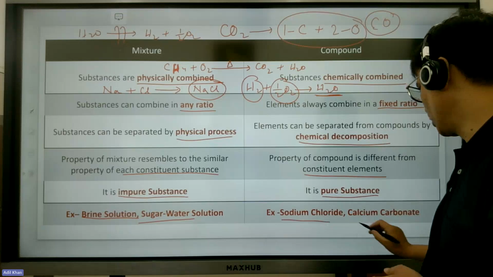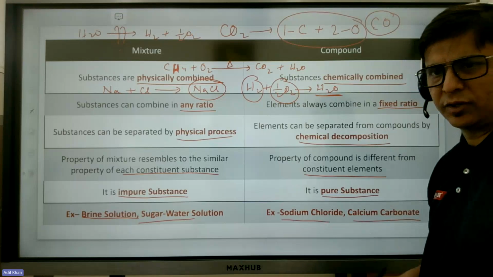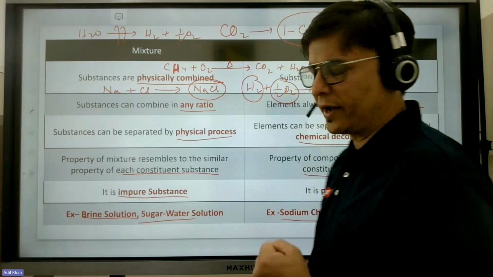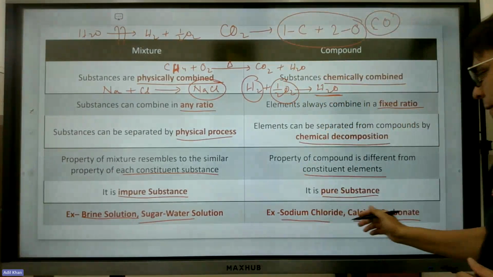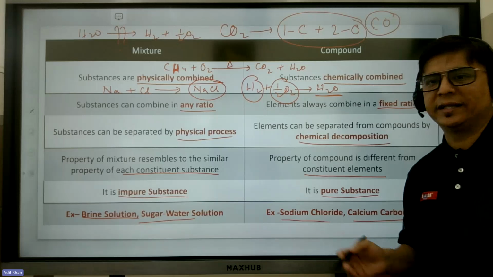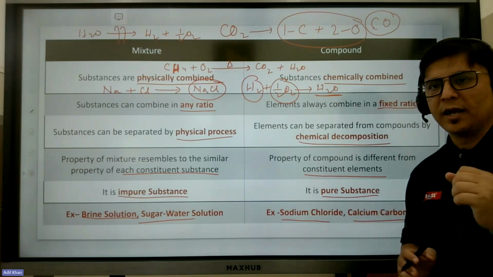Here the example is sodium chloride and calcium carbonate, CaCO3, which is the formula of limestone or marble. It is also the formula of your eggshell. Now sodium chloride, when you heat it also, will not separate into sodium and chlorine that easily because of the structure.